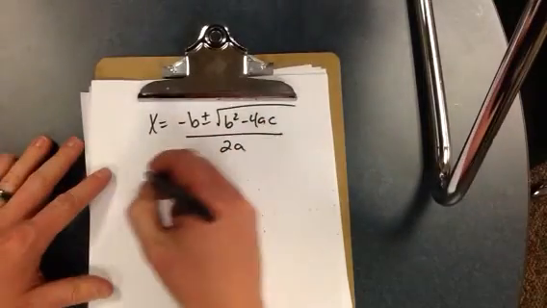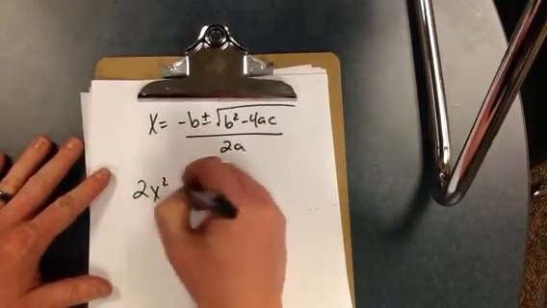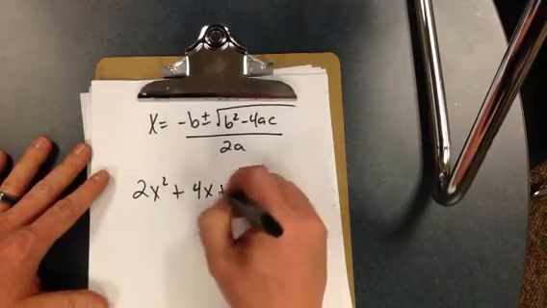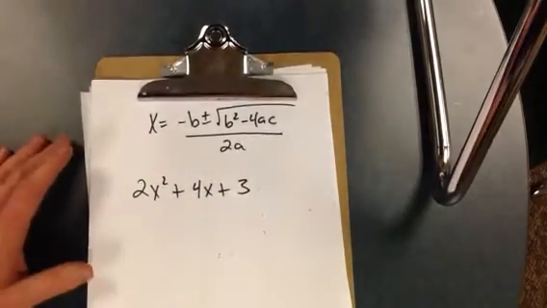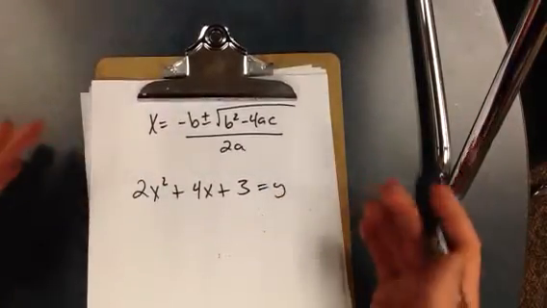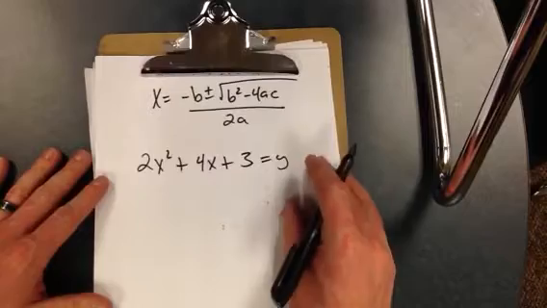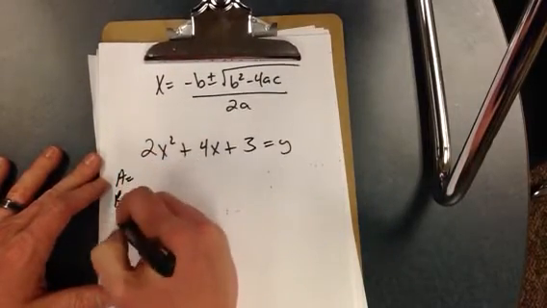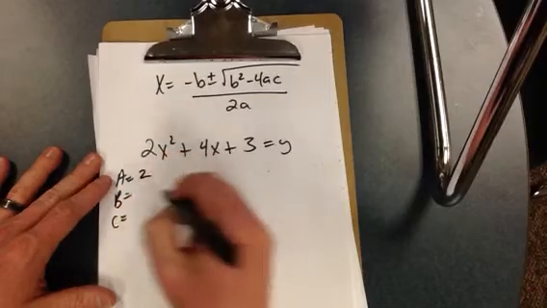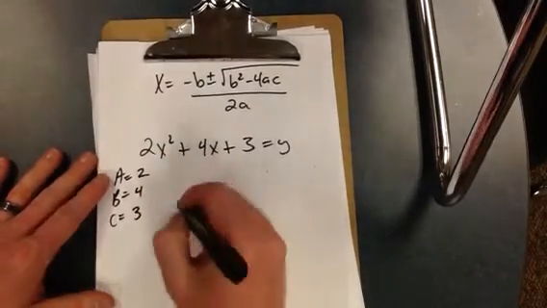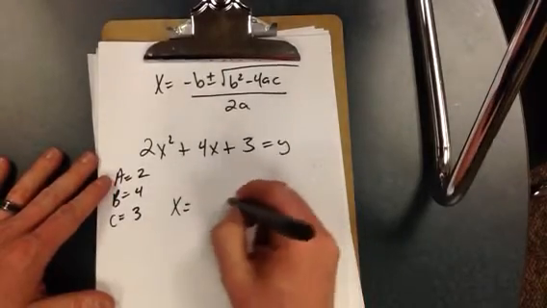So if we have an equation, say 2x squared plus 4x plus 3, we know that this is a non-factorable problem. So if I'm going to have to solve it and find the roots, I need to use the quadratic formula. So the first thing to do is we need to find out what a, b, and c are. We know that a is 2, b is 4, and c is 3. And I go and put this into my equation.